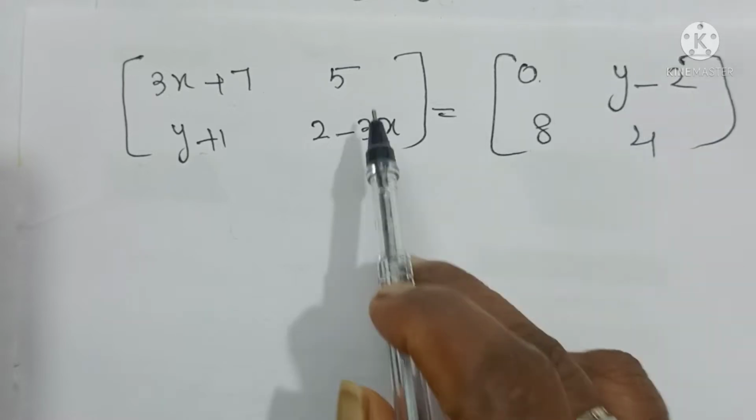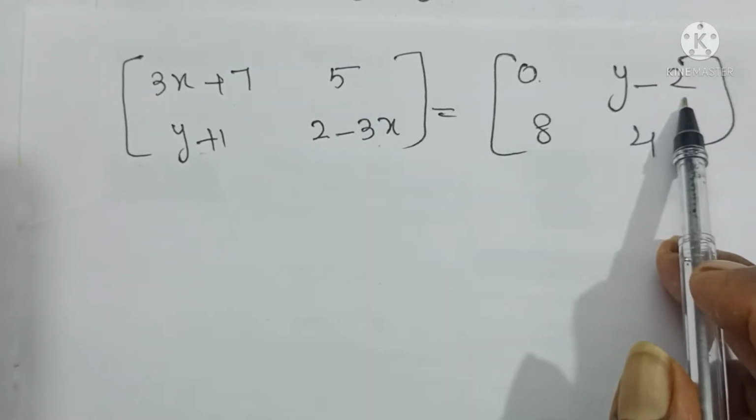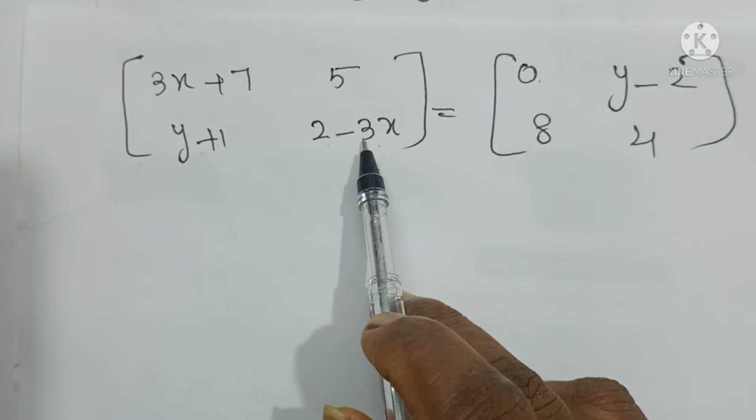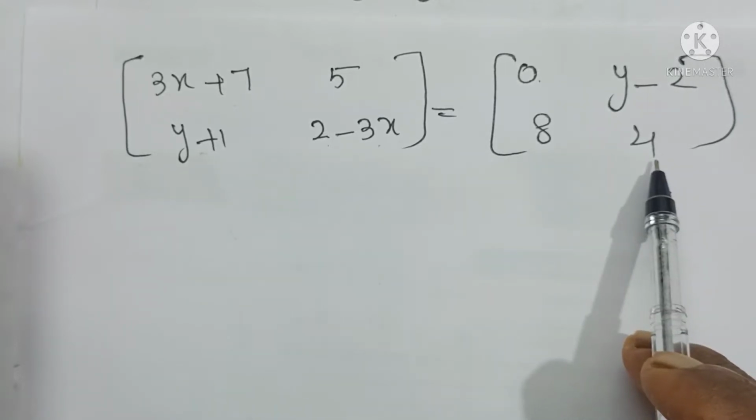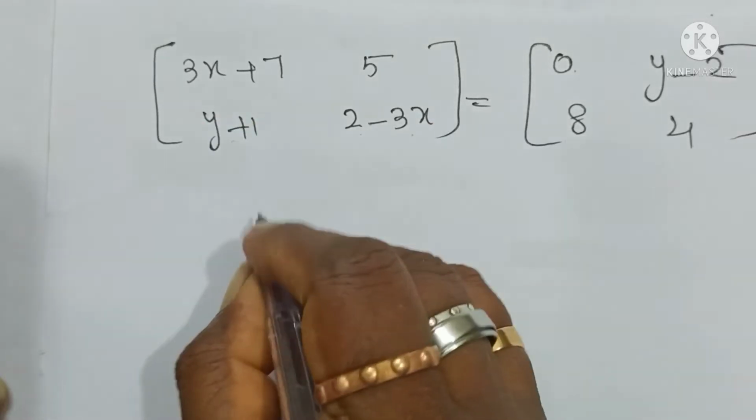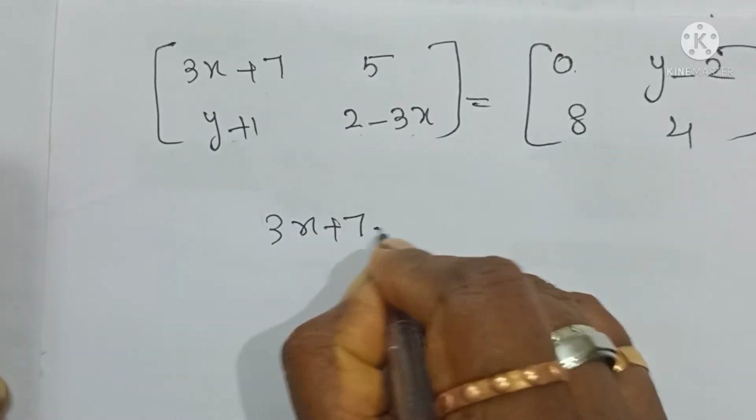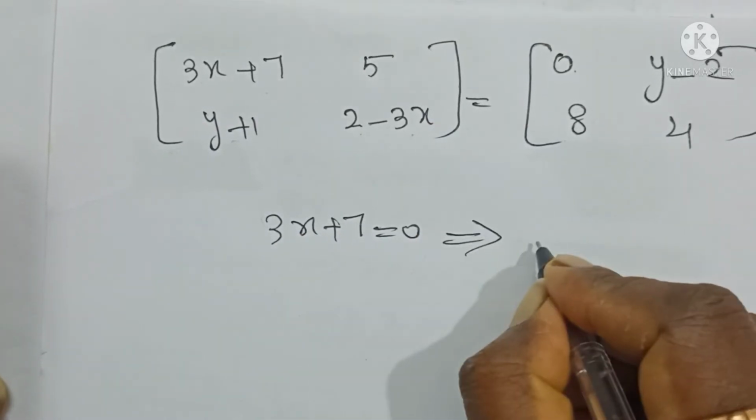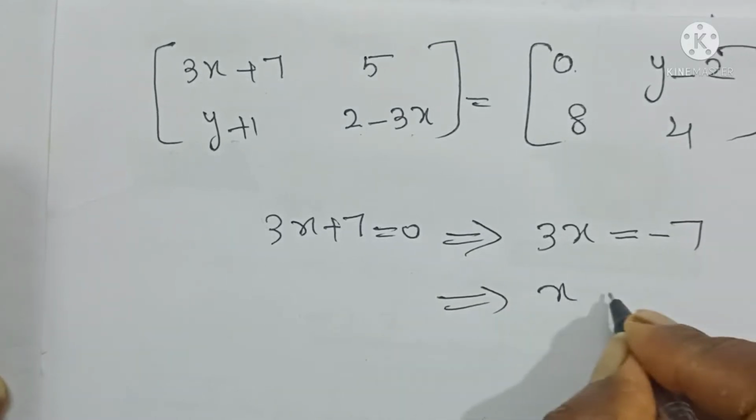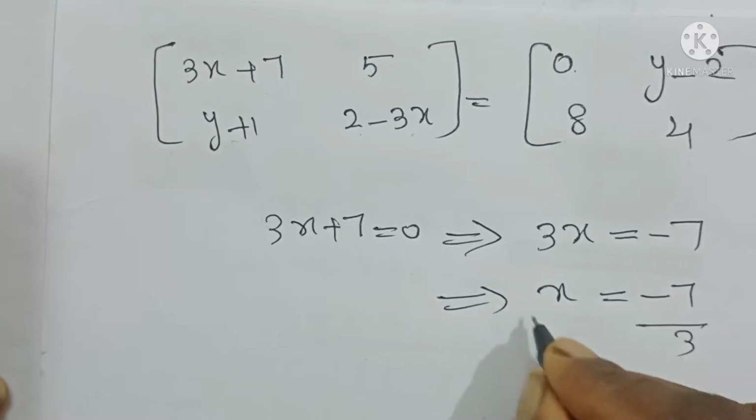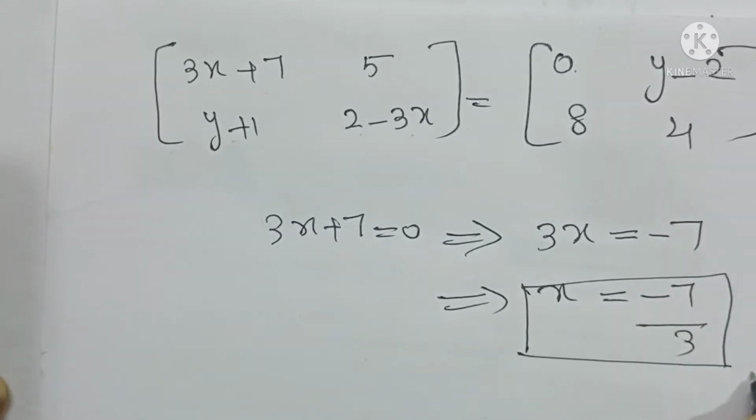Here y minus 2 is equal to 5. From this you can find the value of y. Then here 2 minus 3x is equal to 4. From this you can find the value of x. So first this one, 3x plus 7 is equal to 0. This implies 3x is equal to minus 7. This implies x is equal to minus 7 by 3. This is the value of x.